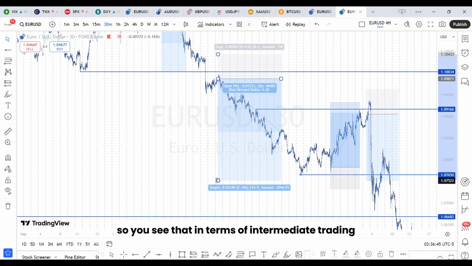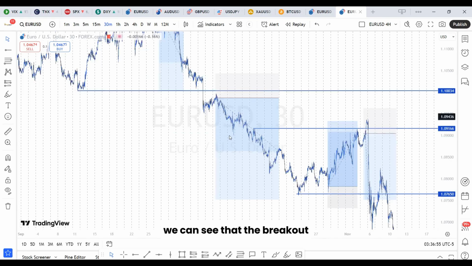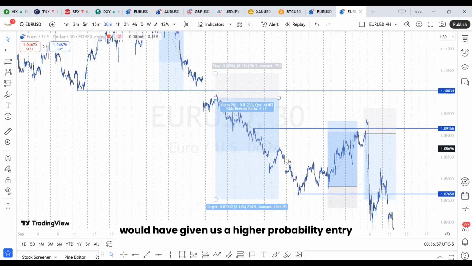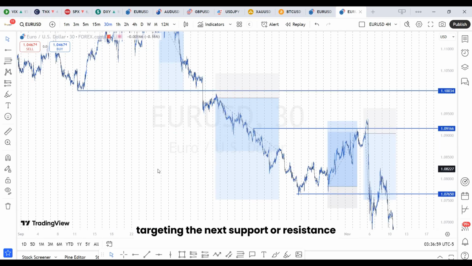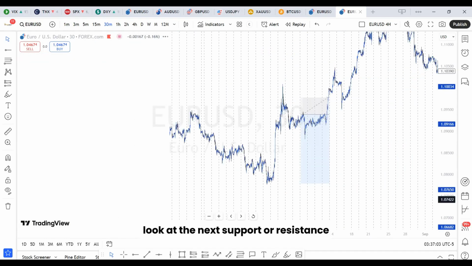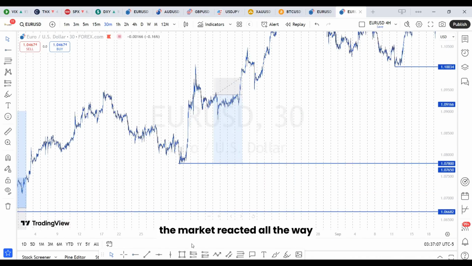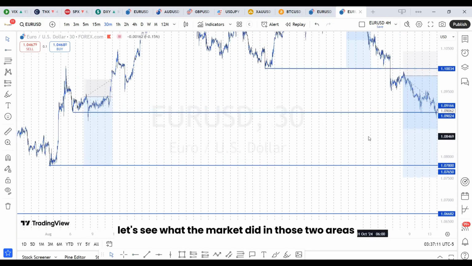So you see that in terms of intermediate trading, breakouts most times serve as a higher probability trade than the normal trade, because if we were to buy at this support level, you can see that the breakouts would have given us a higher probability entry, targeting the next support or resistance far back around here. Look at the next support or resistance. Let me mark it here and see how the market reacted all the way. We could also see this area too at a support level. Let's see what the market did in those two areas.